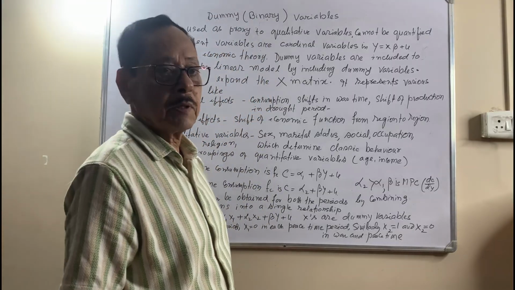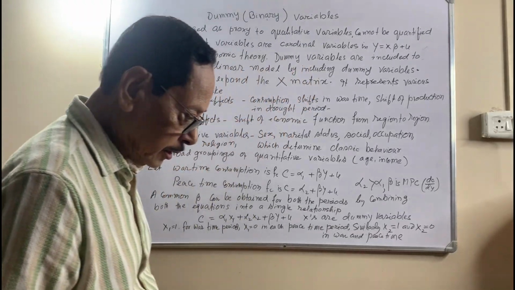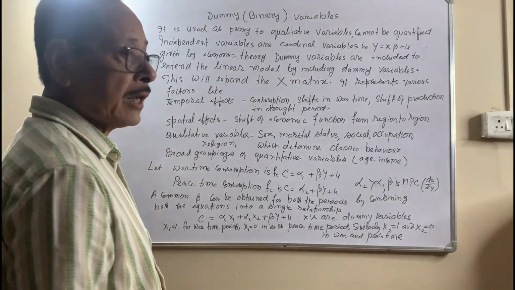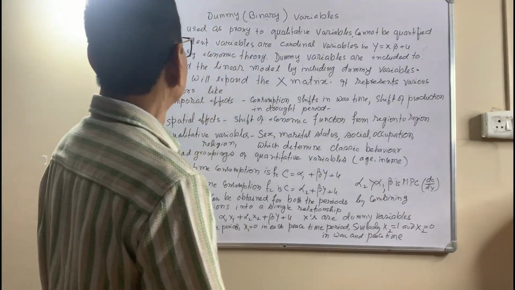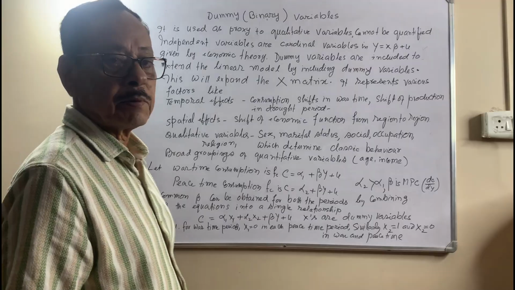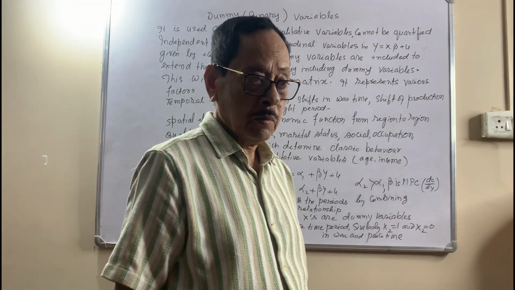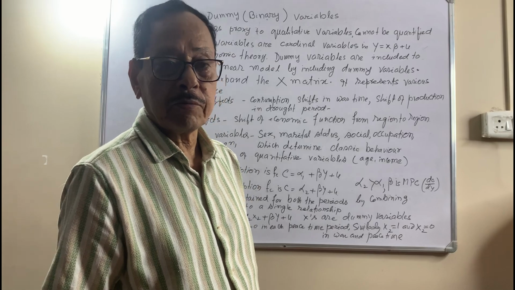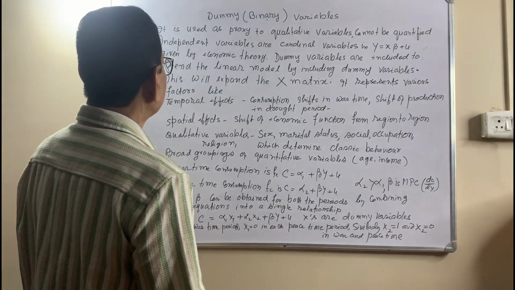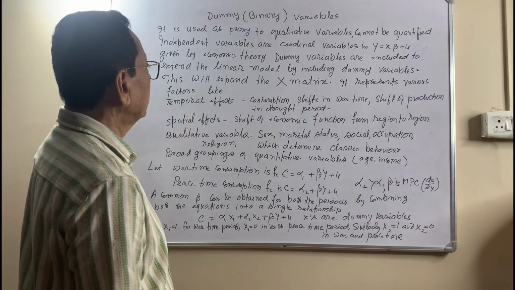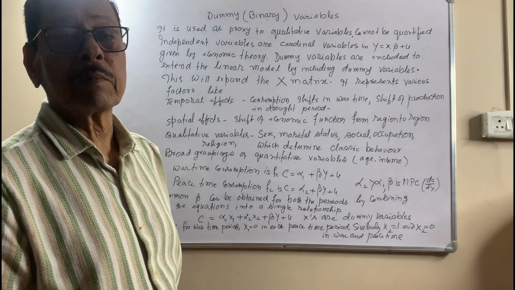We'll discuss today the dummy variables in the syllabus. Now, dummy variables are also known as binary variables, and those variables are used as proxy variables for qualitative characters or factors. They are also known as the independent variables. They are also known as cardinal variables.